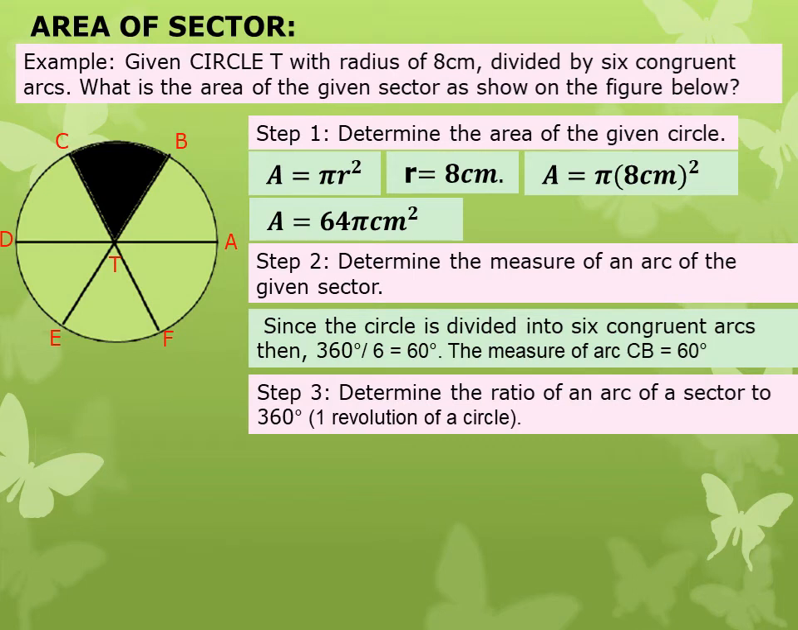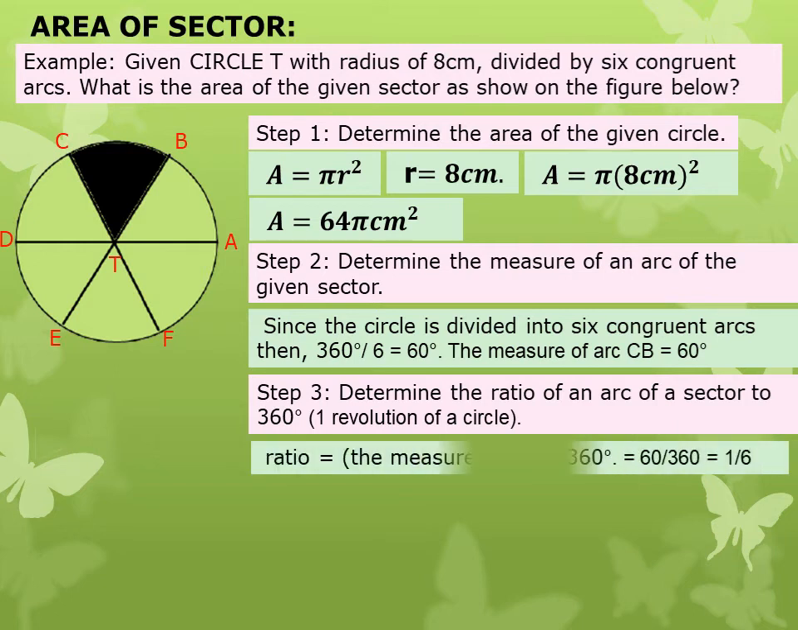Okay, so step 3, determine the ratio of an arc of a sector to 360 degrees, or one revolution of the circle. So what is now the ratio of 60 degrees to 360 degrees? So of course, it is 1 over 6. So to find the ratio, it is equal to the measure of an arc over 360 degrees, equals 60 over 360, or it is equal to 1/6. So the ratio is 1/6.